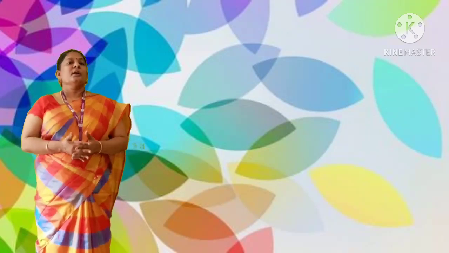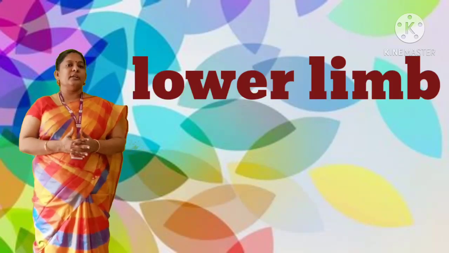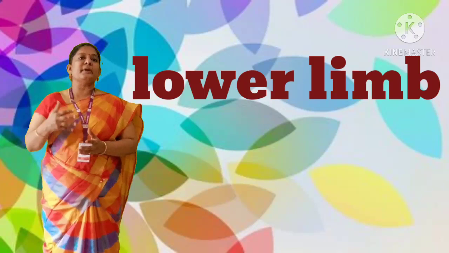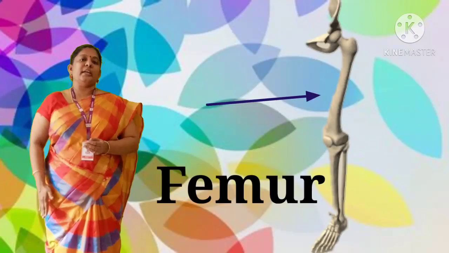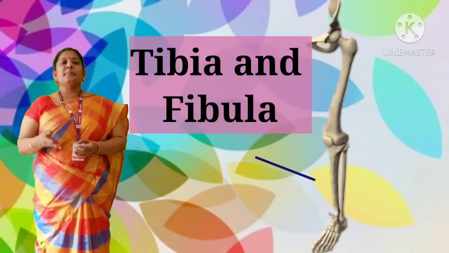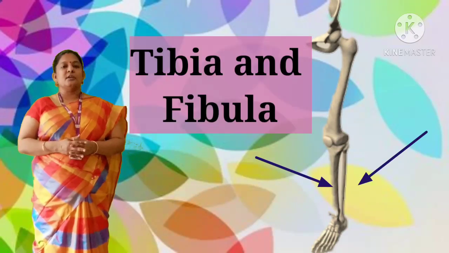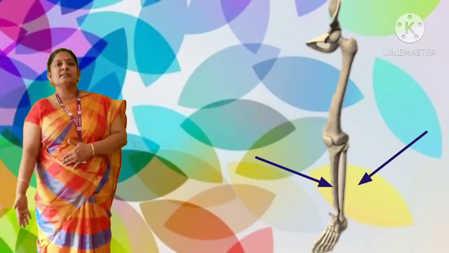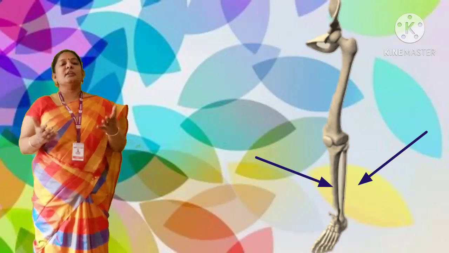Leg bone is the lower limb. It is also called lower limb. It is made up of femur. The thigh bone is also called femur. At the bottom of the femur, tibia and fibula are present. Like radius and ulna in the arm, likewise tibia and fibula are the two bones present in this portion under the knee.